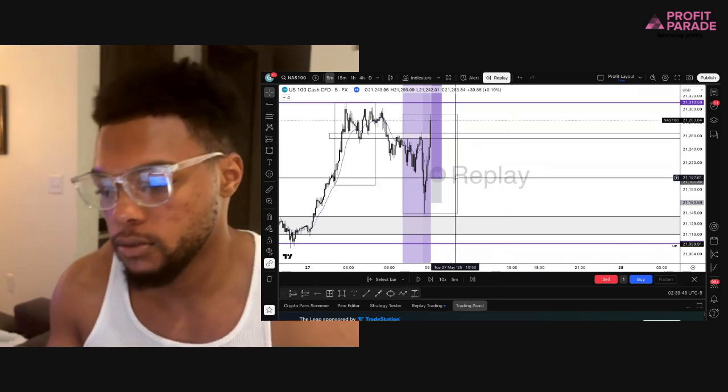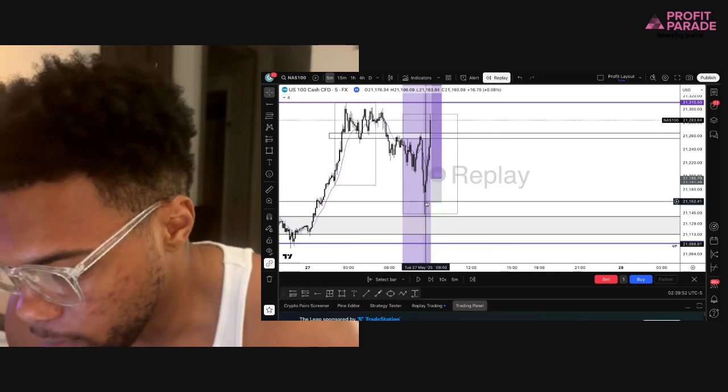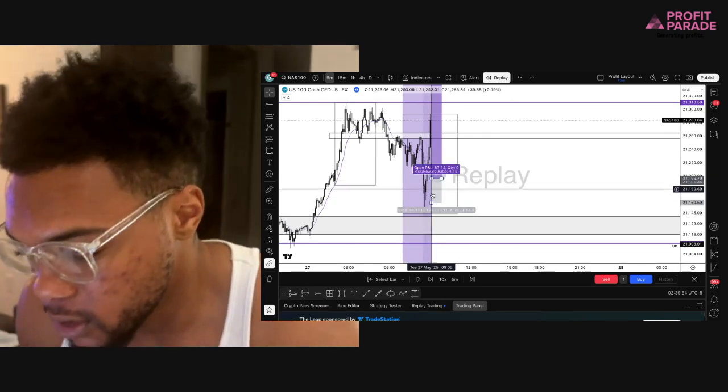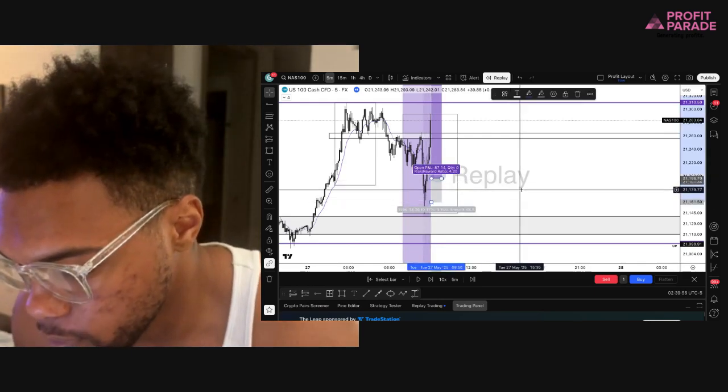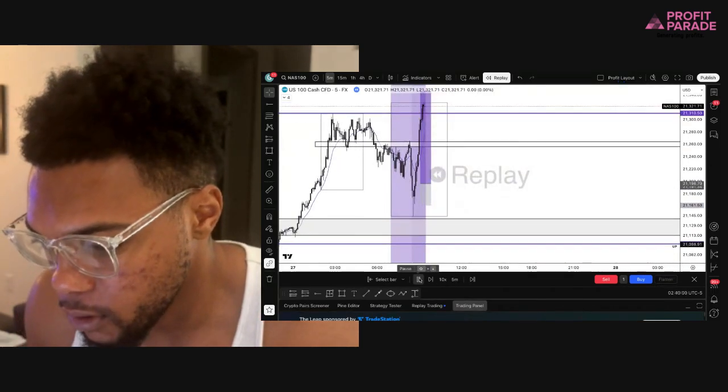That's all a stop loss is. Once it closed back inside the range, we want to put our stop below the candle that it closed inside of. So right here. And then from there, price went in our favor.